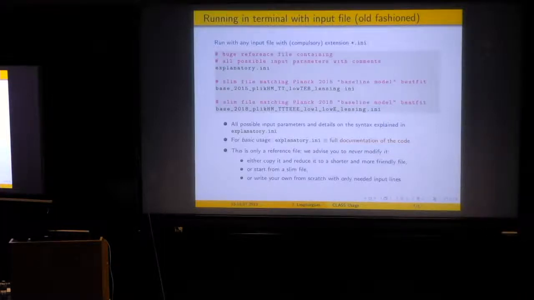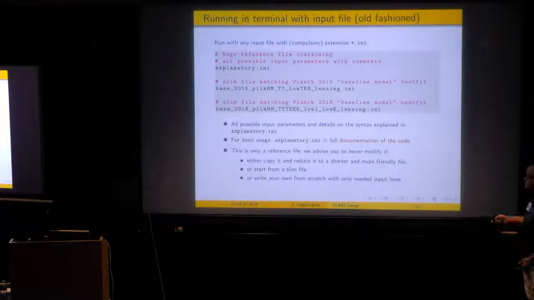What can you do? You can copy it to toto.ini and modify toto.ini. It will still be very long, but it will have all possibilities. Or what I recommend is that you start from one of these slim files. For instance, you start from a Planck best fit file, and if you want to add dark energy, you add 5 lines with your dark energy parameter.